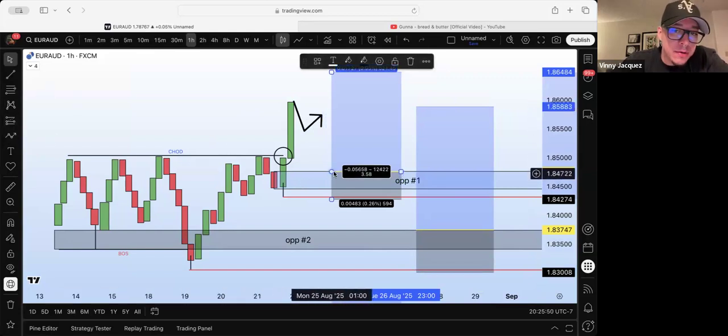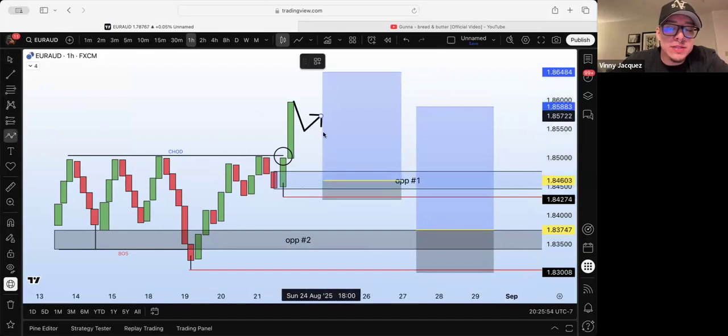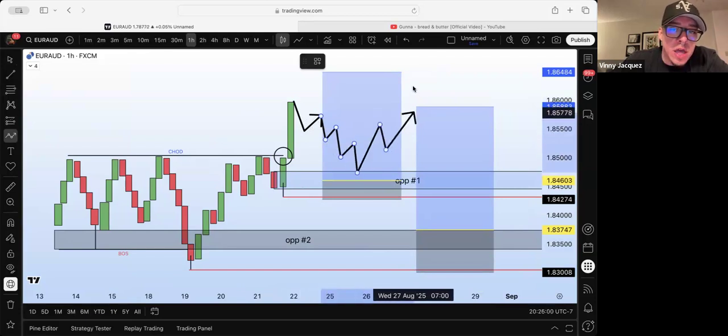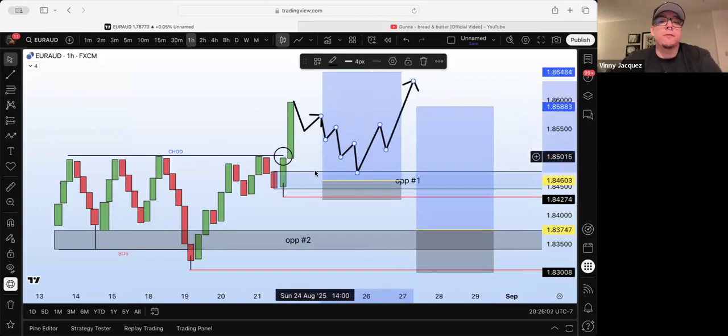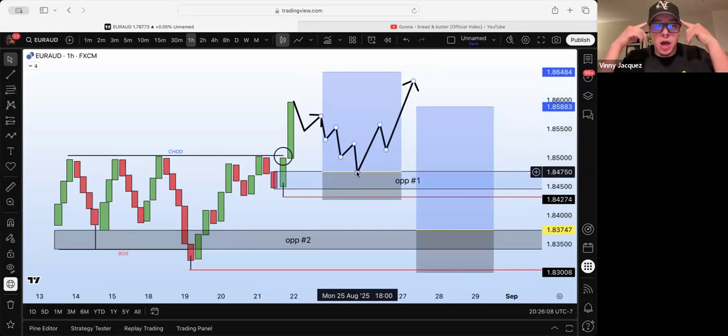I used to, right? I used to enter at the 50%. And then I realized the pairs that I trade, they would come down, tap my zone, and then take off. And then I would miss the opportunity. So for me, I'm going to enter at the very, very top. But you have to understand, right? This is your psychology side.